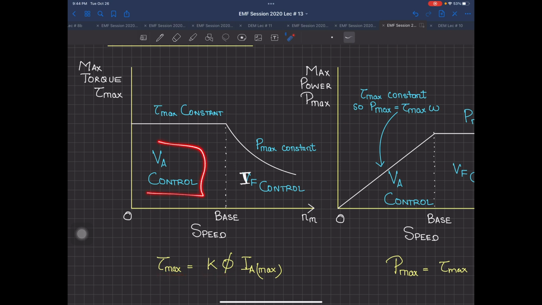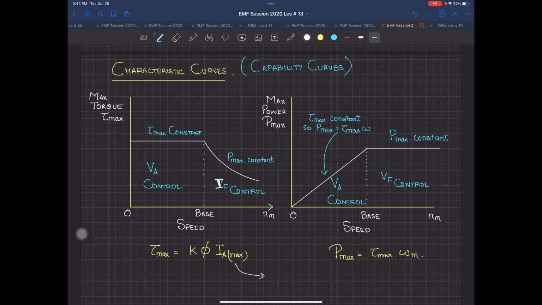Now when you are applying the VA control method, your flux phi is constant, it's not changing, and IA max in our lab machines is going to be dependent upon the winding, how much current it can handle. In our lab, the windings can handle 3.5 ampere current. So this means that the torque formula is only dependent upon K phi IA. It is not dependent upon the speed, which is changing from 0 to the base speed. So your torque will remain the same throughout.